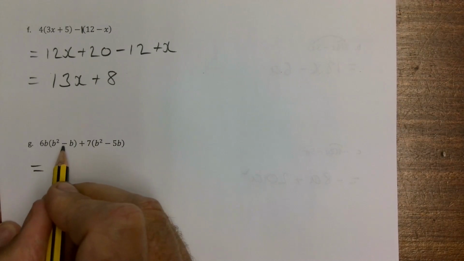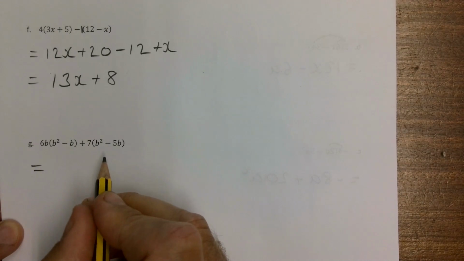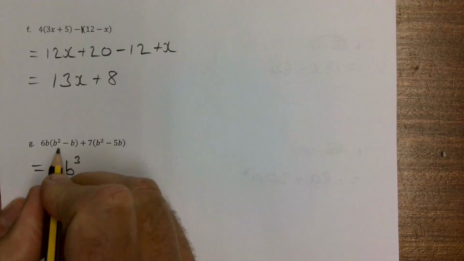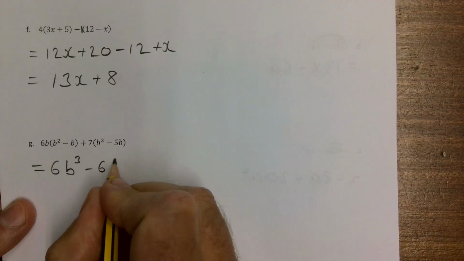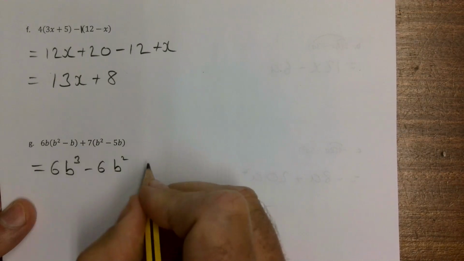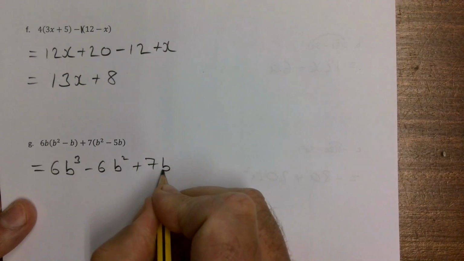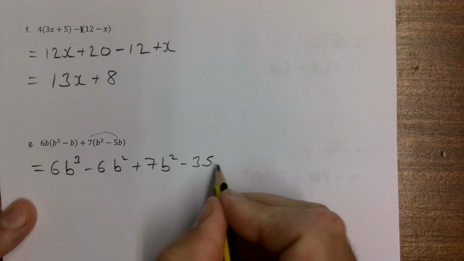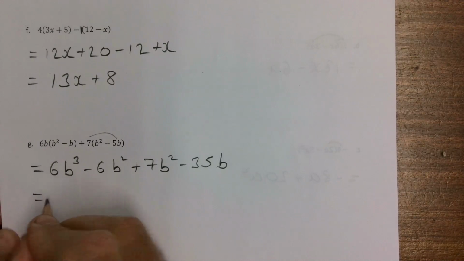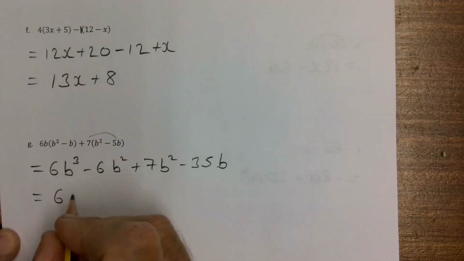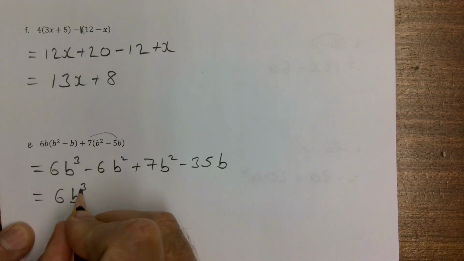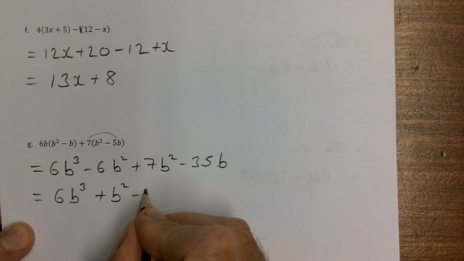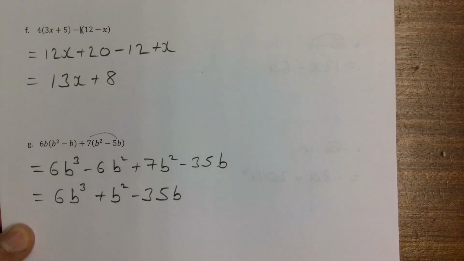Again, this bracket's going to be multiplied by 6b, this bracket's going to be multiplied by 7, and then join together like terms if we have them. So we have 6b cubed, take away 6b squared, plus 7b squared, minus 35b. So our only like terms are the two middle ones. So we have 6b cubed plus b squared minus 35b.